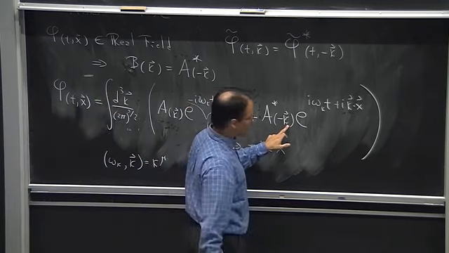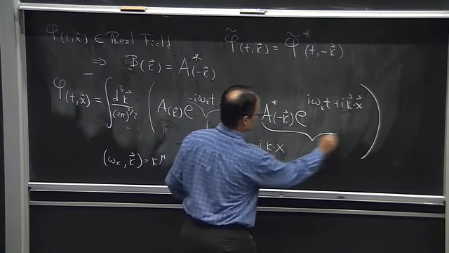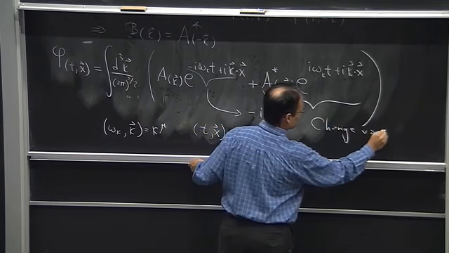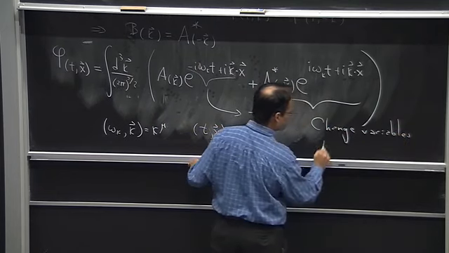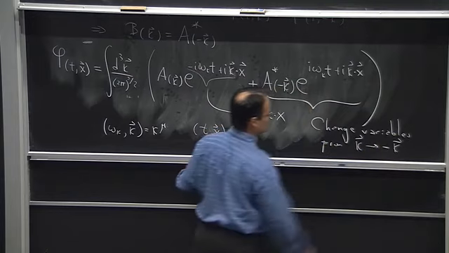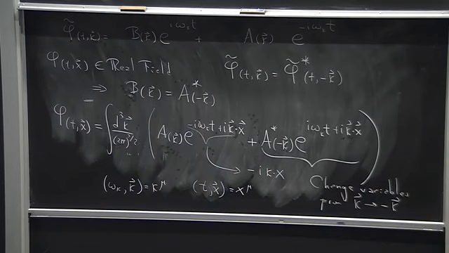So we just change variables from k into minus k. And then we find a nice formula for our field.